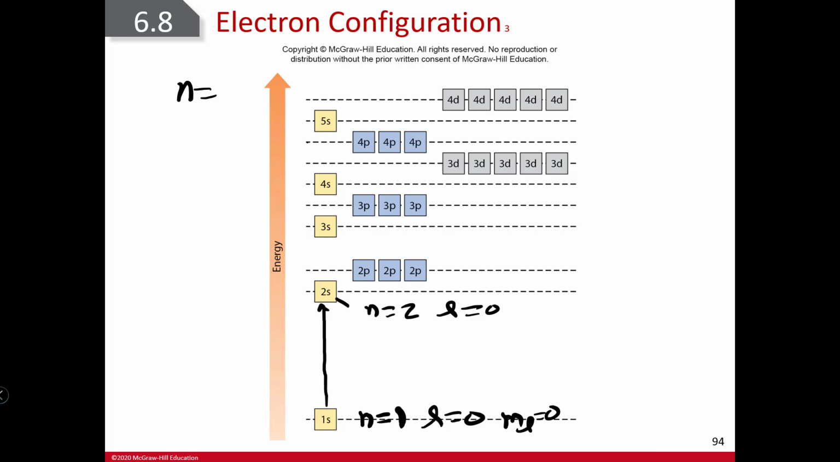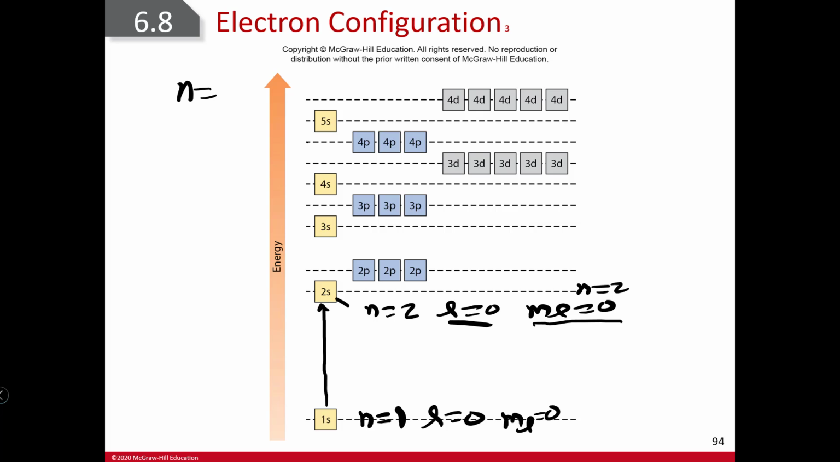So when we go up to here, we have N equals 2, L equals 0, and that makes ML equal to 0. So the level is N equals 2. The sublevel is represented by the box here. That's L equal to 0. That's the S sublevel. And then inside the box is the ML equal to 0 orbital.